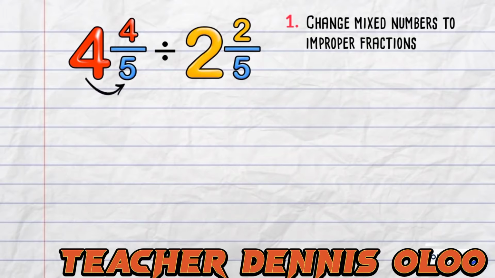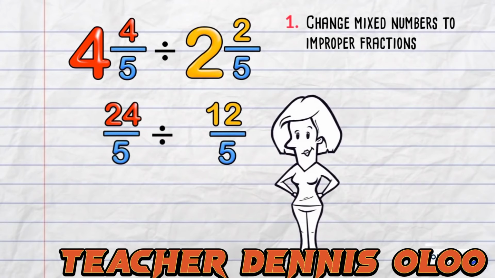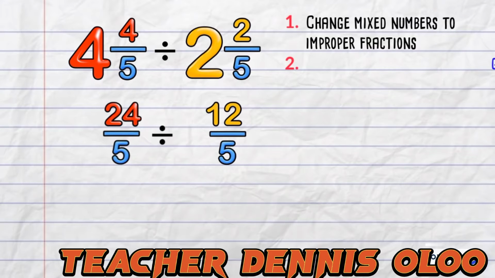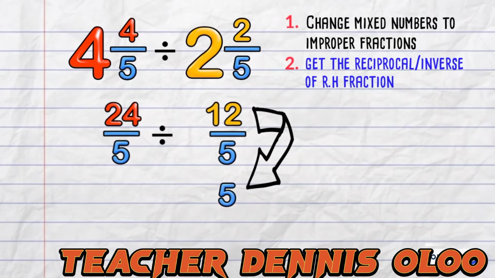So here, 4 times 5 is 20, plus the 4 from the numerator is 24 over 5, divided by 2 times 5 is 10, plus this 2, that's 12 over 5. And now we just handle it like any other fractions division problem, and you've done those before. So our next step is to get the reciprocal or the inverse of that right-hand fraction. Flip it upside down. 5 over 12.